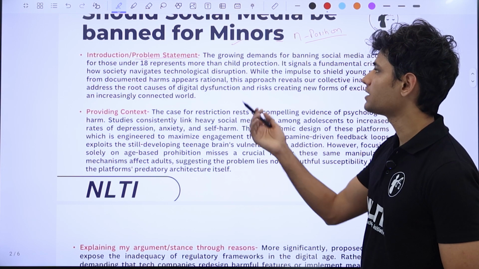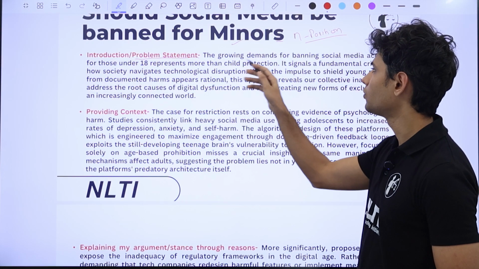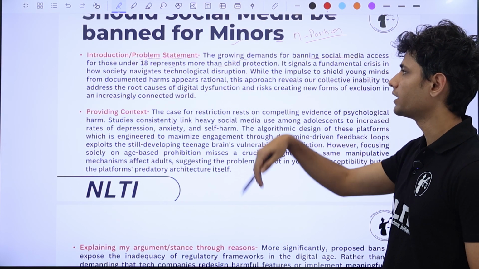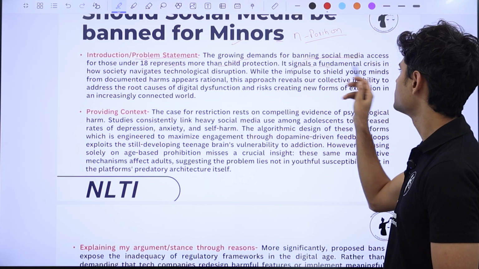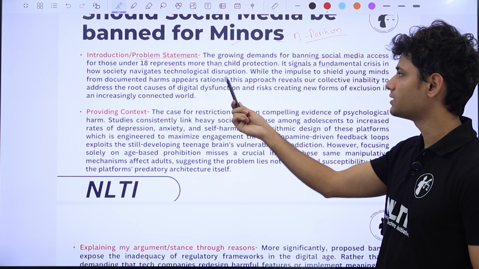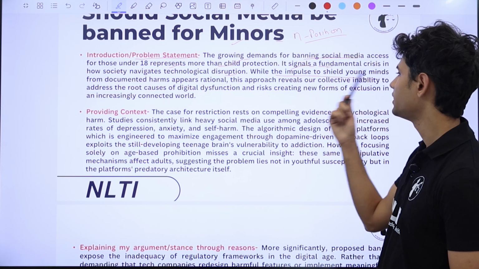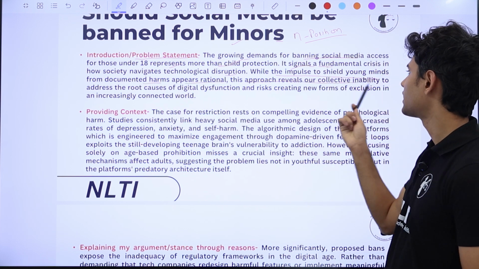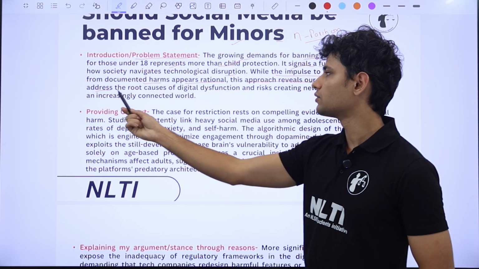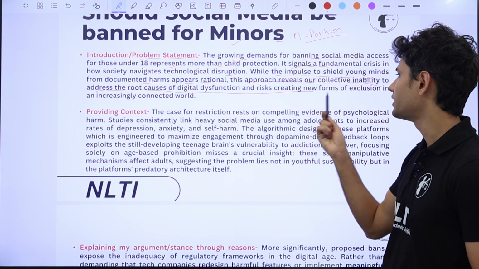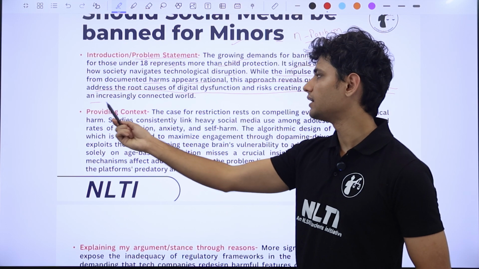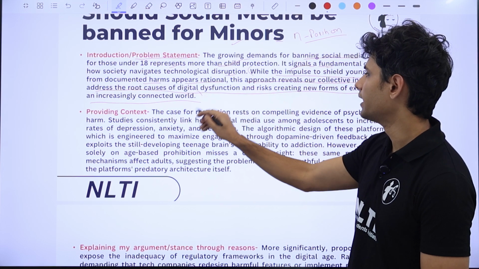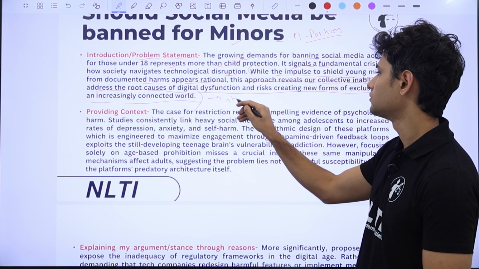In this case, I have started the essay by writing that the growing demand for banning social media access for those under 18 represents more than child protection. It signals a fundamental crisis in how society navigates technological disruption. While the impulse to shield young minds from documented harms appears rational, this approach reveals our collective inability to address the root causes of digital dysfunction and risks creating new forms of exclusion in an increasingly connected world. So basically from this point onwards, till here, I have stated my position.